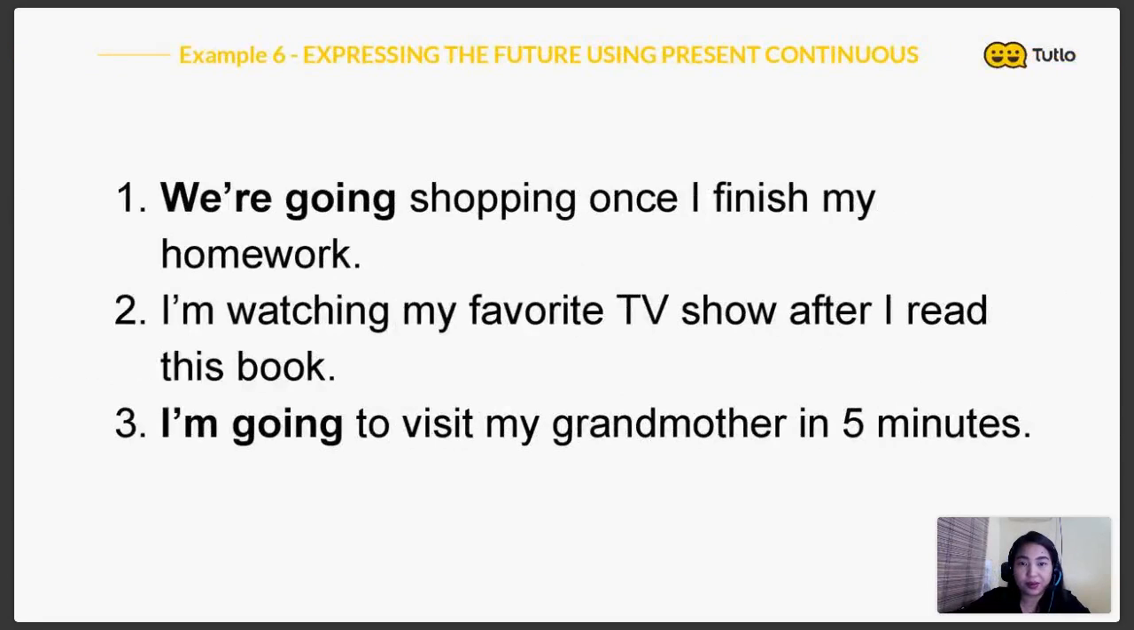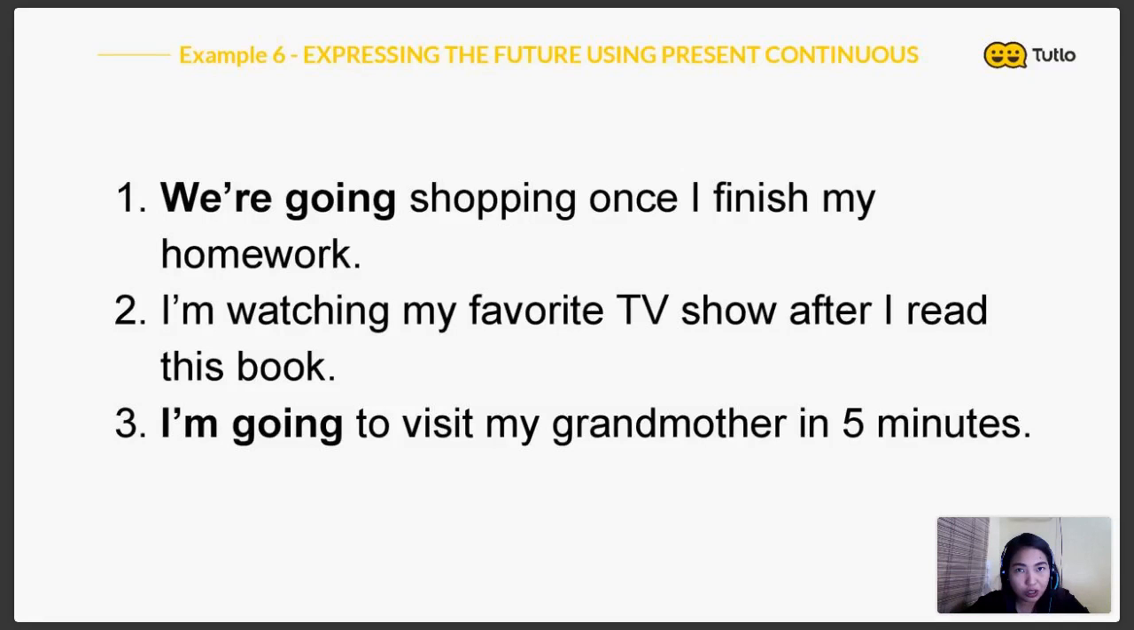Number one, we're going shopping once I finish my homework. Number two, I'm watching my favorite TV show after I read this book. Number three, I'm going to visit my grandmother in 5 minutes. Notice that we use "going to" for a plan that hasn't been arranged. If the plan has already been arranged, we don't need to use "going to."